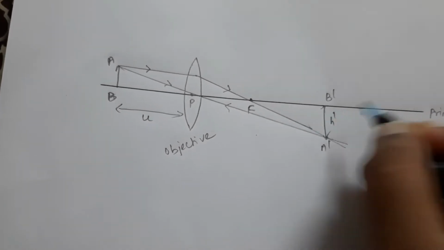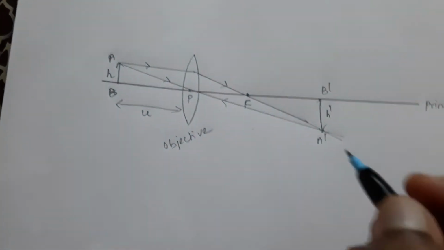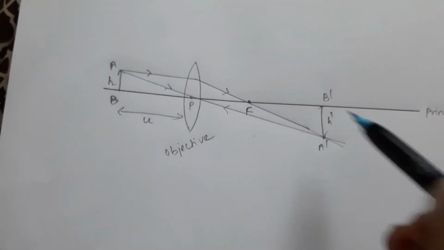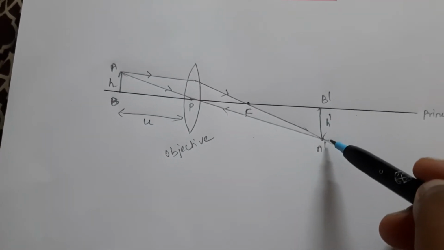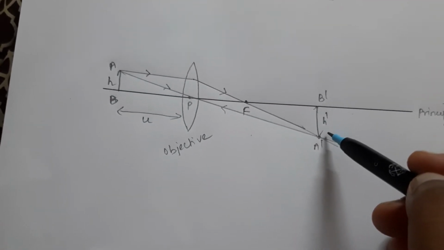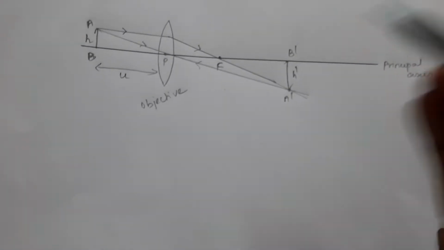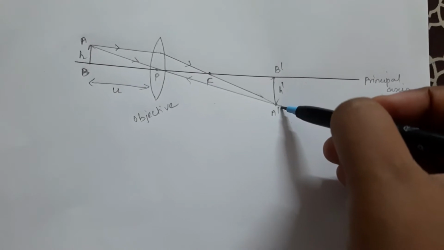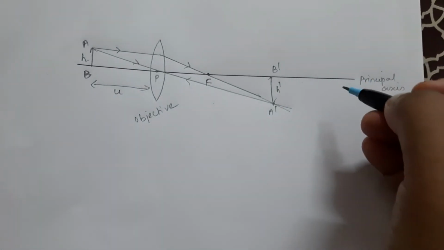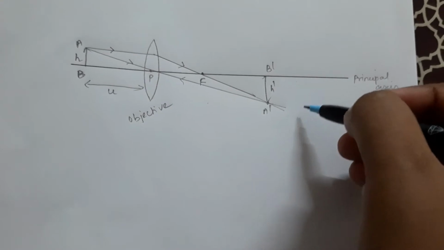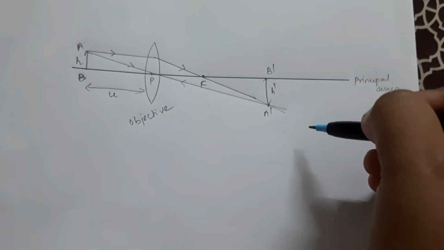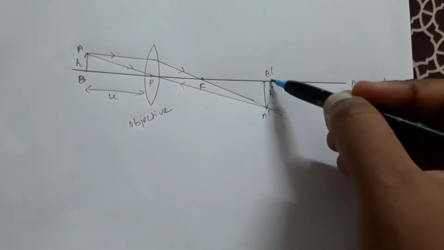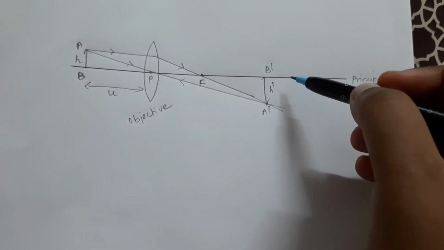Now the height of the image is H dash and the height of the object is H. You can see the height of the object is less than the height of the image. This is an inverted image and it is a magnified image. Now I am going to draw another lens here. For that lens, this image will act as the object.